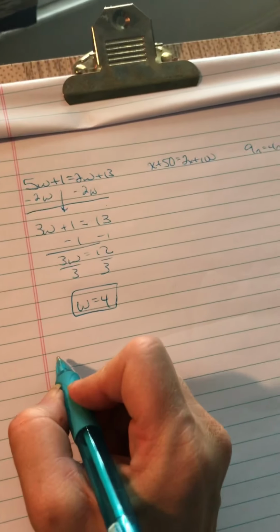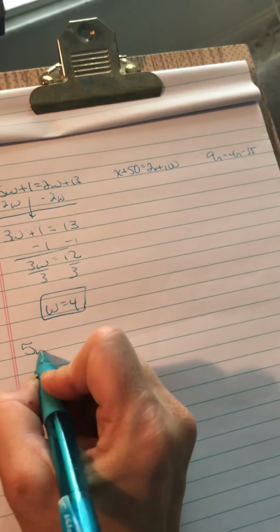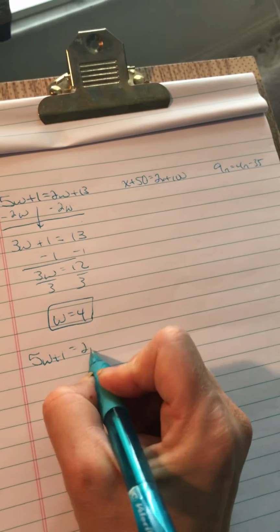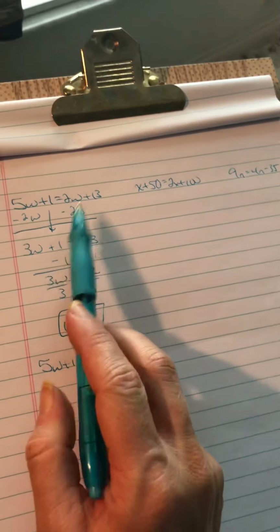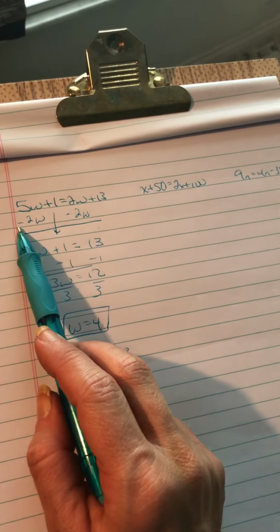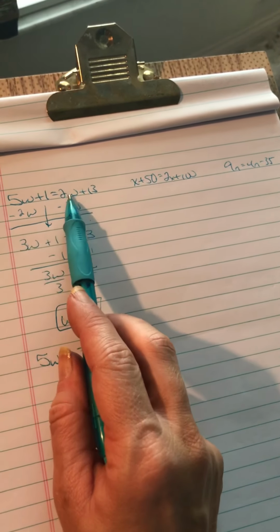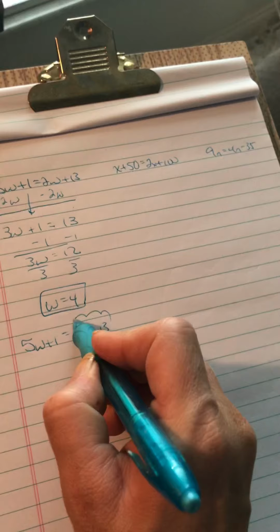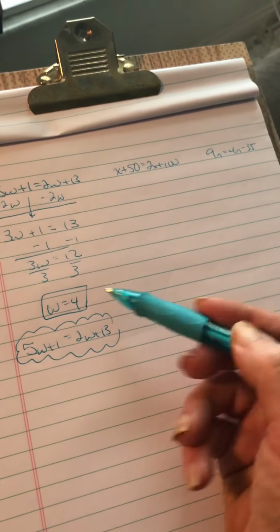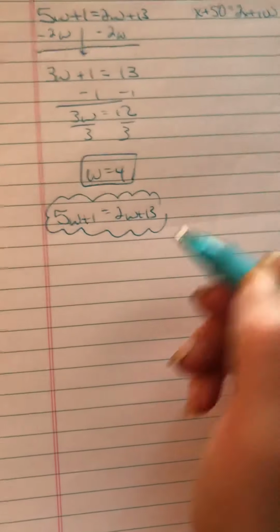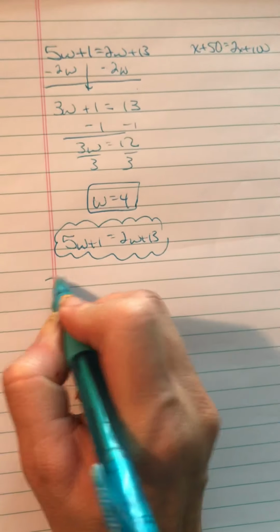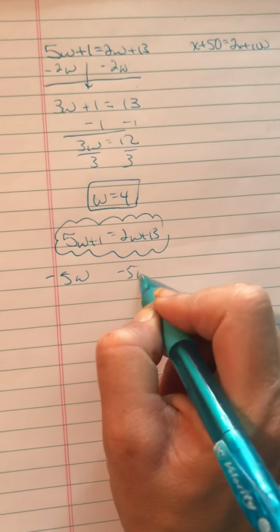Now the one thing, and yes, I am rewriting the equation, and yes, I want you to rewrite the equation. The one thing that you might want to ask is, well, did I have to take the 2W to this side? Could I have taken the 5W over here? Well, in this bottom example, again, same exact equation, I want you to rewrite it in your notes. We're going to go the other way. So we're going to subtract 5W from both sides.